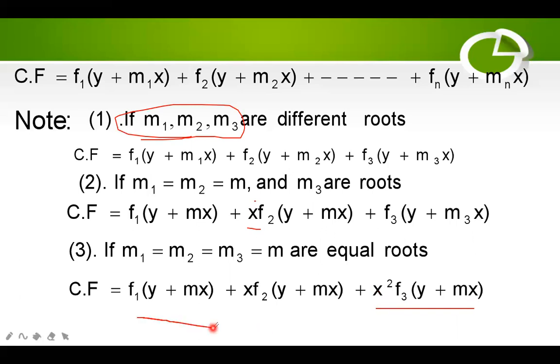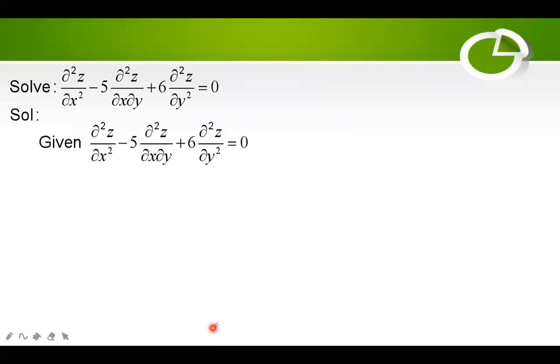Now see one example. Solve del square z by del x square minus 5 del square z by del x del y plus 6 del square z by del y square equal to 0. First of all, you have to convert it into operator form. For this, we put partial with respect to x equal to capital D, and partial with respect to y equal to D dash. So this is the given equation.